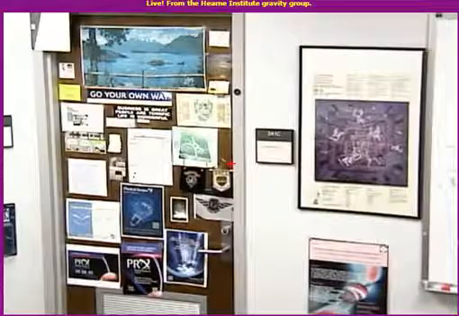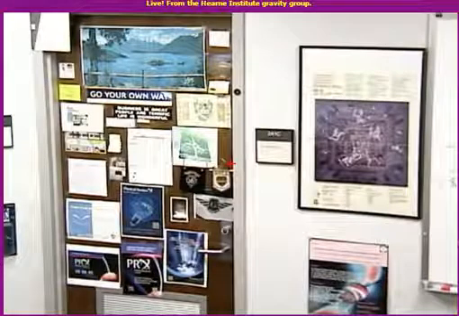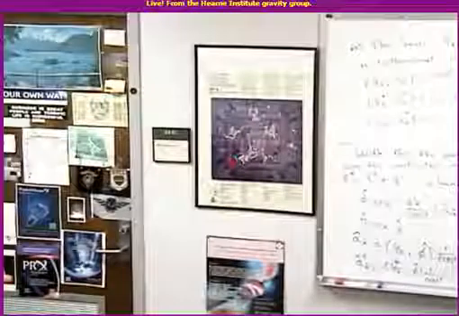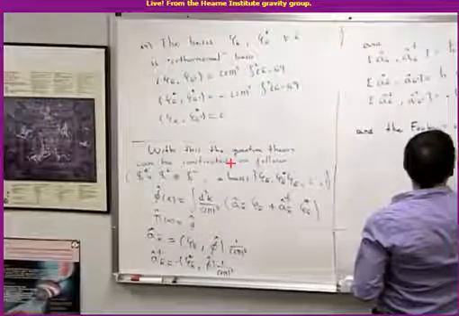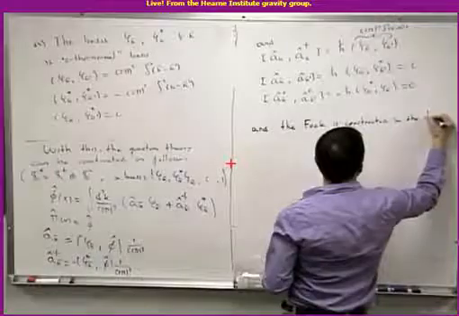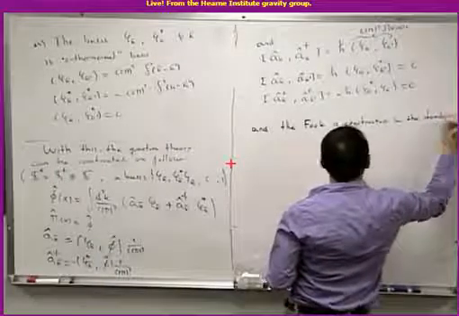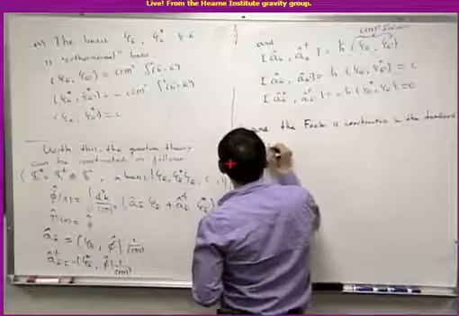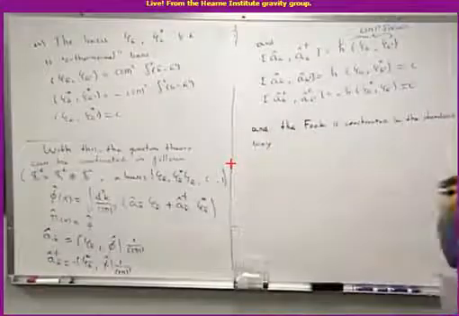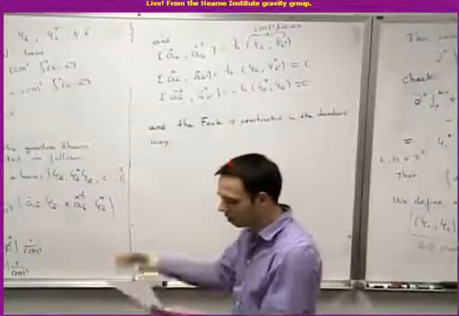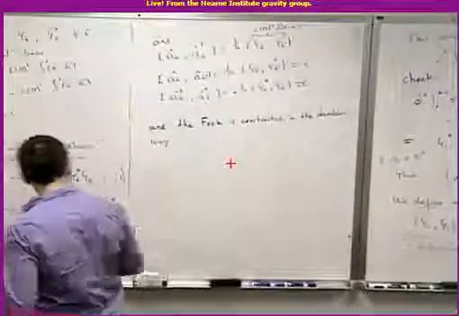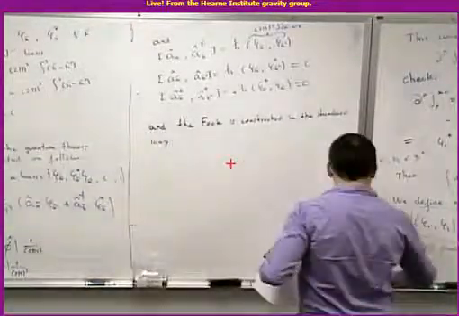And the Fock space is constructed in the standard way. The vacuum is the state annihilated by all the a's, and then you construct the one-particle state, two-particle state, three particles, n particles. You take linear combinations, and I want you to check that this is true.